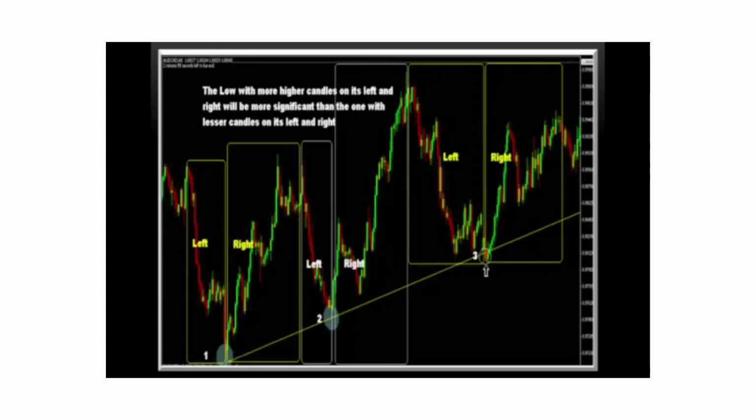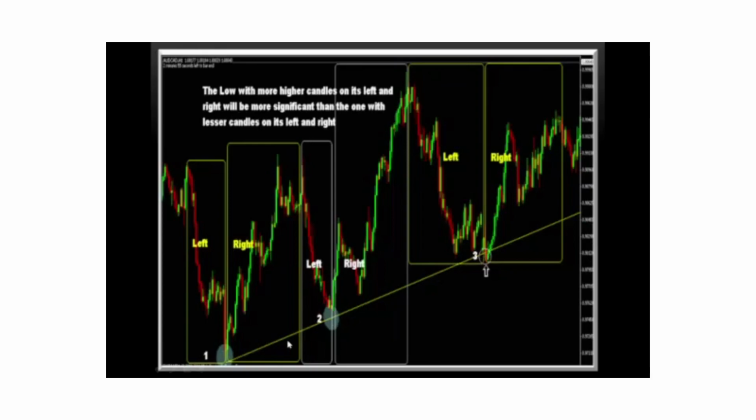In this case, the solution to this problem comes down to prioritizing which lows or highs to use, and the general rule is this. For lows, the one with more higher candlesticks on its left and right will be more significant.